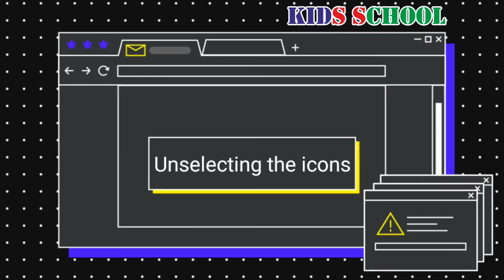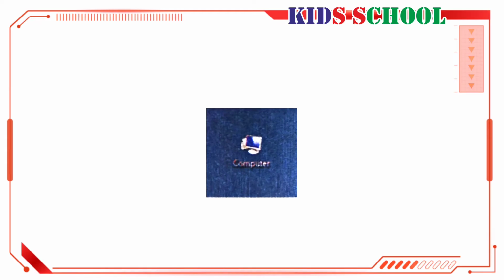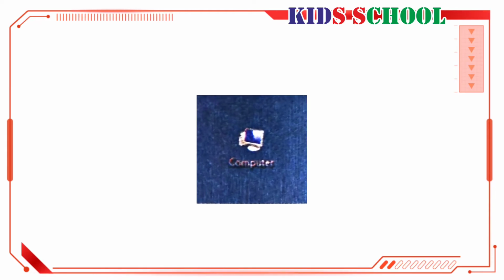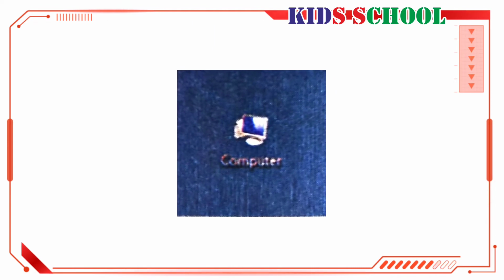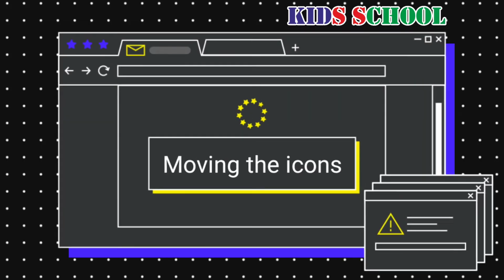Selecting the icons. To select an icon, click on it. A square-shaped box surrounds the icon. Unselecting the icons. To unselect an icon, move the mouse pointer away from the icon and click. The surrounding box disappears.